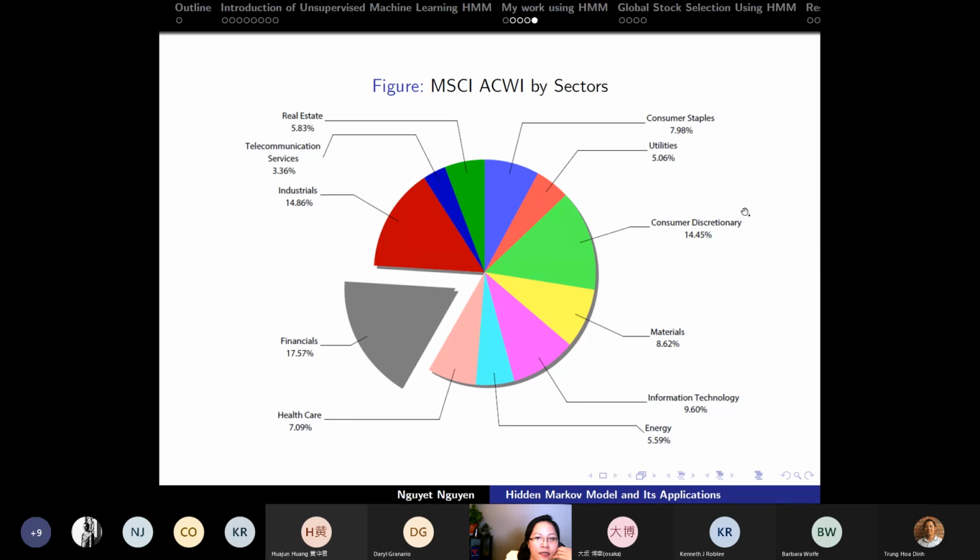If we define by sectors, we have many sectors in the All Country World Index. You see the financial sector is 17.57%. It's the largest portion of this one. So we have the different ones. If in the future you are interested in stock trading, you may find this information helpful for you.